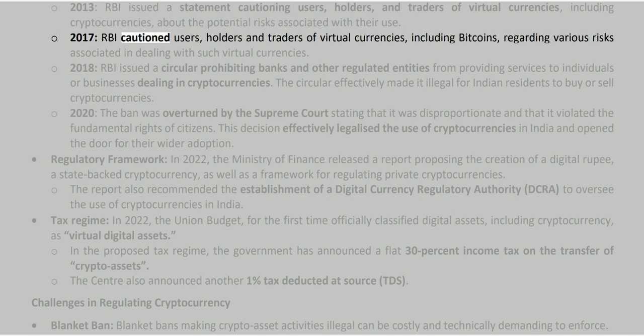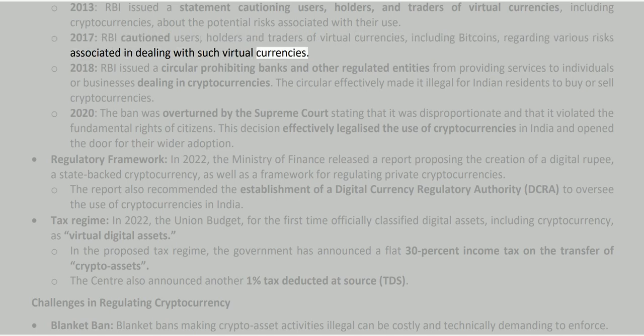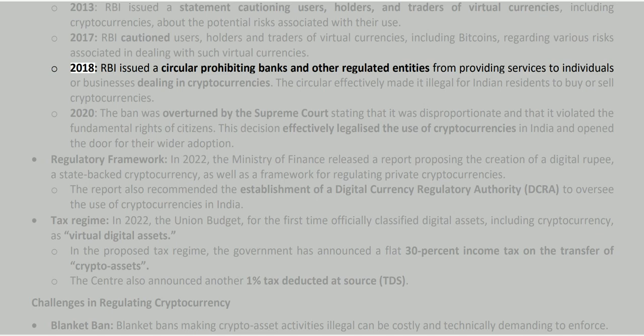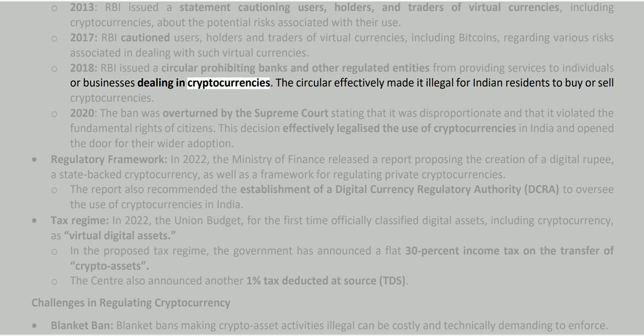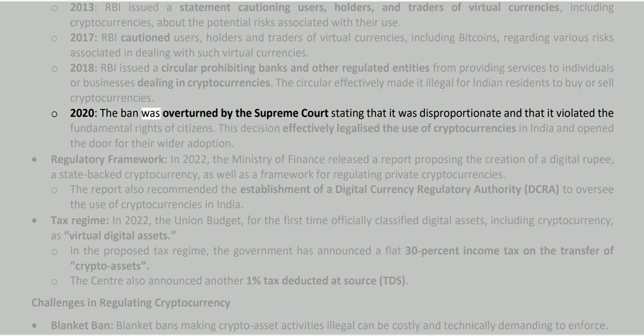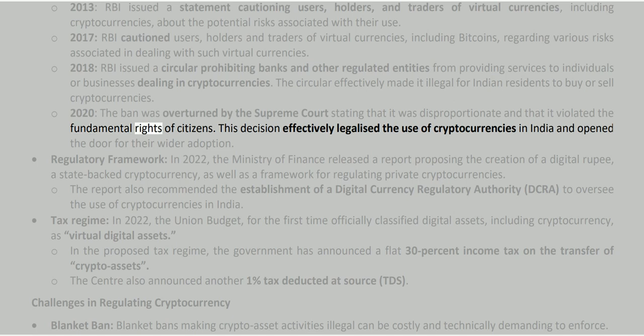2017, RBI cautioned users, holders and traders of virtual currencies, including bitcoins, regarding various risks associated in dealing with such virtual currencies. 2018, RBI issued a circular prohibiting banks and other regulated entities from providing services to individuals or businesses dealing in cryptocurrencies. The circular effectively made it illegal for Indian residents to buy or sell cryptocurrencies. 2020, the ban was overturned by the Supreme Court, stating that it was disproportionate and that it violated the fundamental rights of citizens. This decision effectively legalized the use of cryptocurrencies in India and opened the door for their wider adoption.